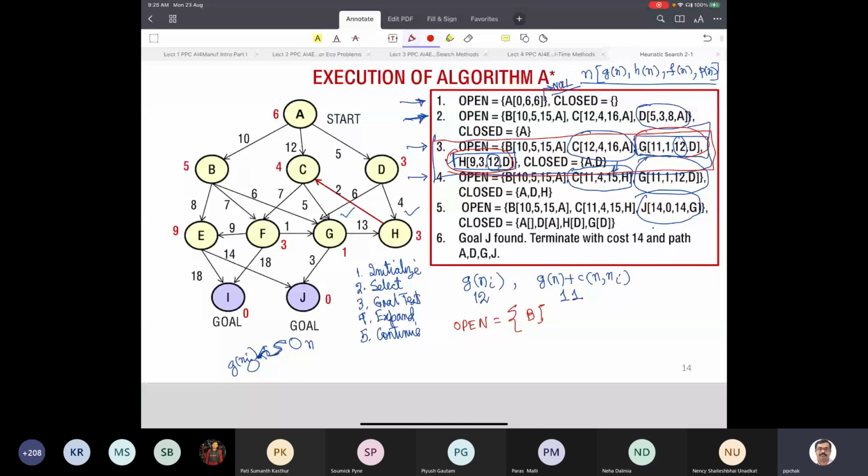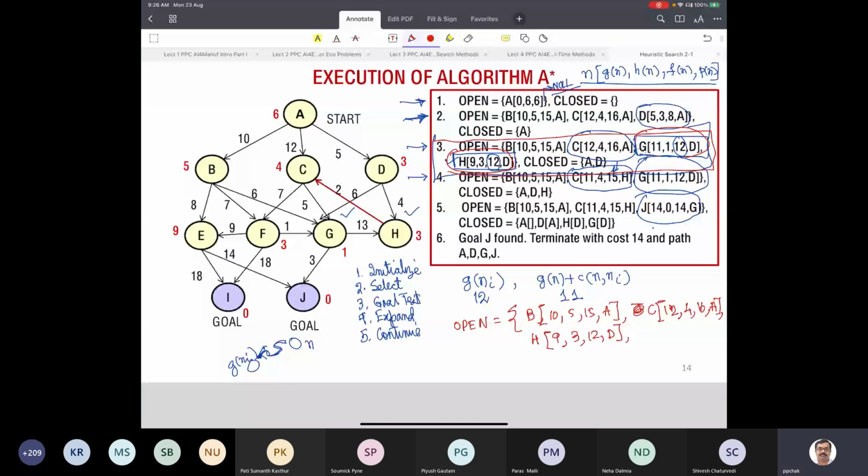Then we would have B 10, 5, 15 A, and then we would have J. Oh, sorry, C would still be there. What would be the value of C? C 11, 4, 15 H. How will you get 11? Sorry, the old value of C is C 12, 4 and 16 A. We would still have H at 9, 3, 12 D.